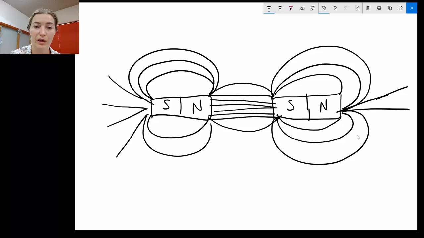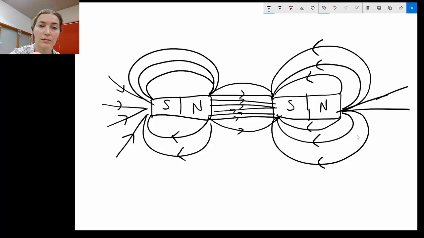And which direction would they all move? Away from north, towards south. You can see that these lines represent the strength and density of the magnetic field at any point.